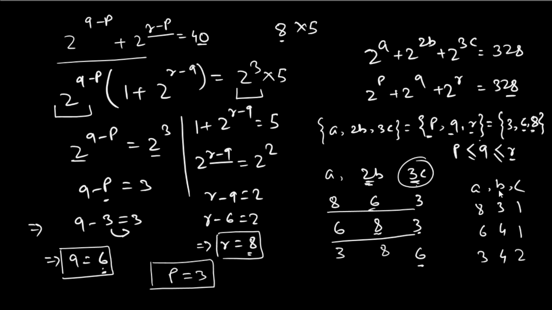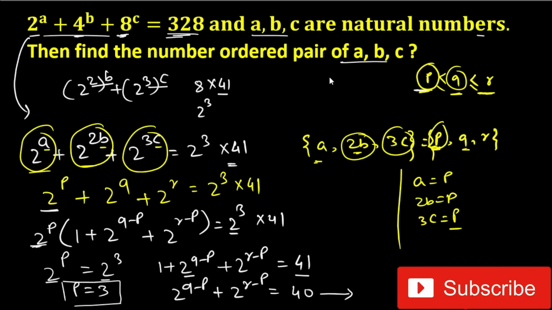So friends, here we have 3 sets of ordered triples. In the beginning of the question we were asked how many ordered pairs. So we have 3 pairs. The answer of the question is 3.